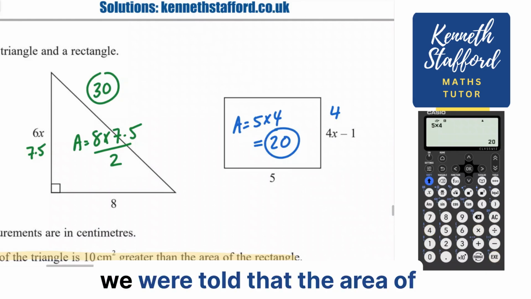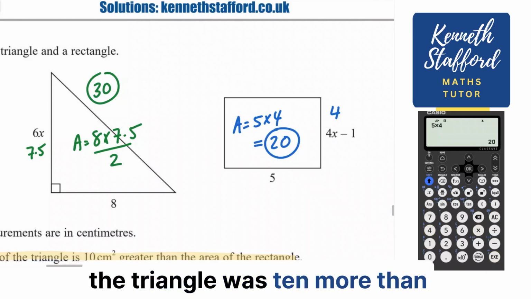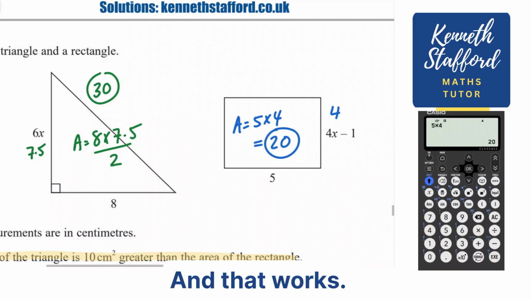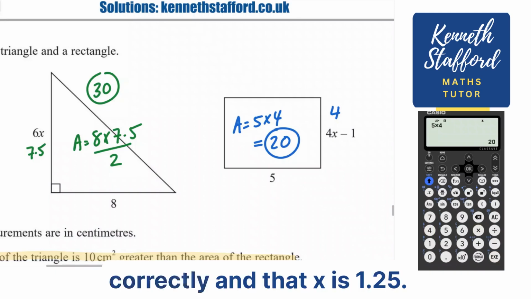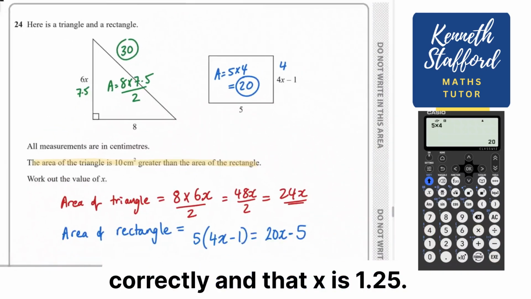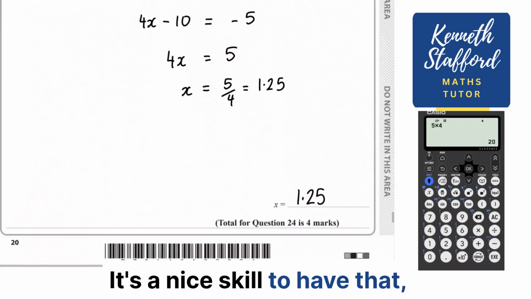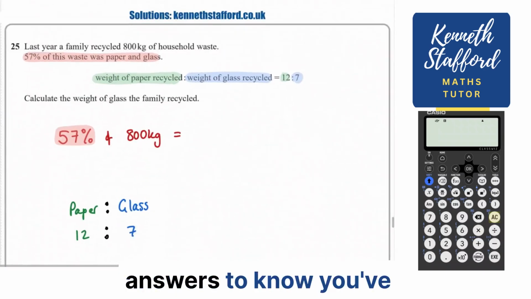And remember, we were told that the area of the triangle was 10 more than the area of the rectangle, and that works. So we can be confident at this point that we've solved it correctly and that x is 1.25. It's a nice skill to have, being able to check your answers to know you've done it right.